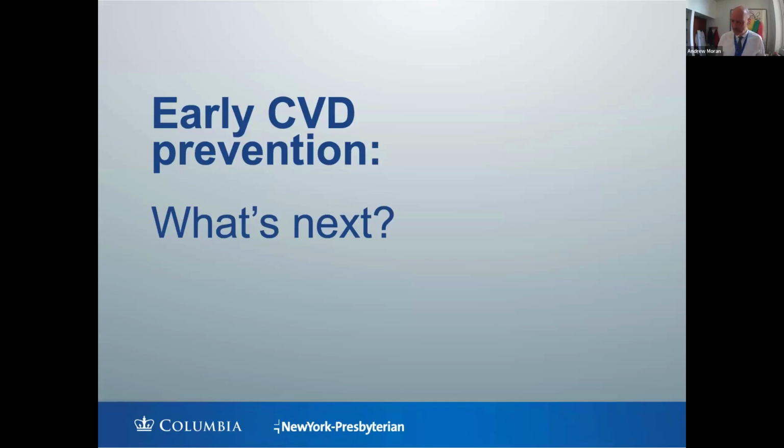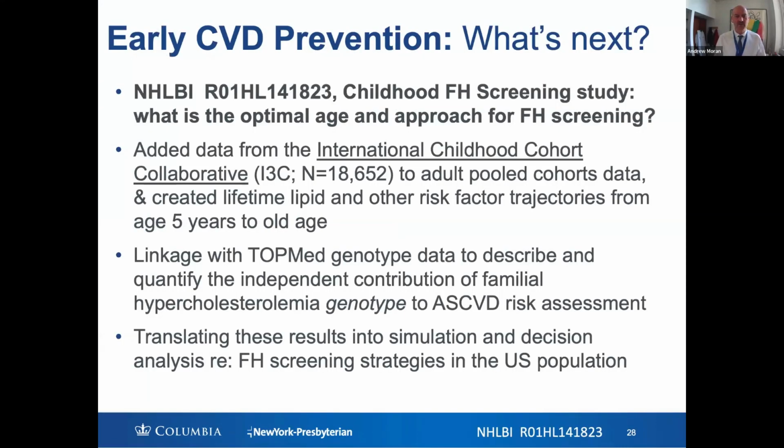Okay, so we're going to shift to talking about ongoing research. So the question is, what's next for my research team in terms of early CVD prevention? What we're currently working on is another NHLBI R01. It's the childhood FH screening study. And the question it's asking is, what's the optimal age and approach for screening children for familial hypercholesterolemia? If you're not familiar with familial hypercholesterolemia, you'll hear more about it in the subsequent slides.